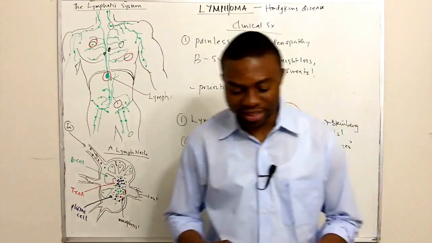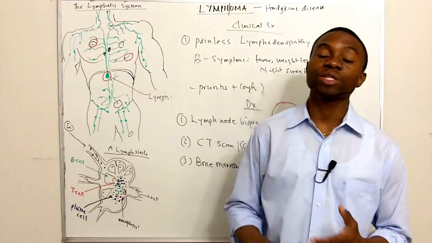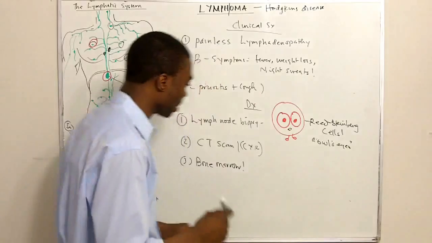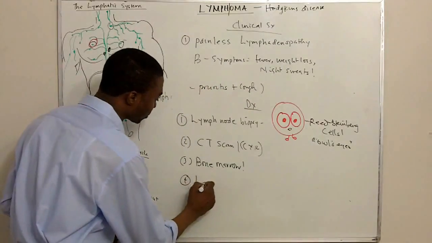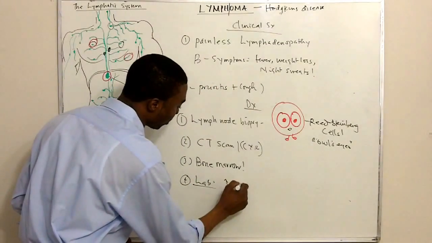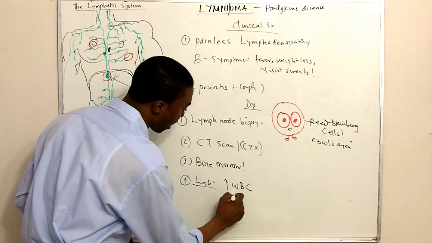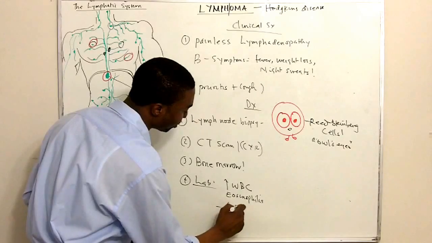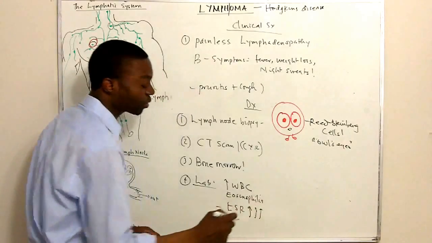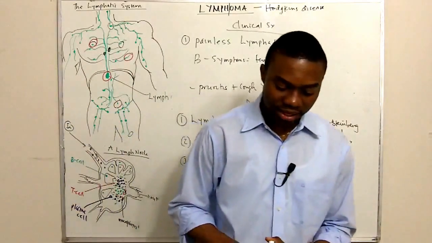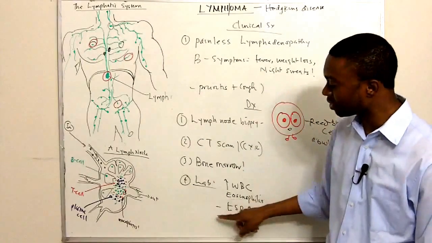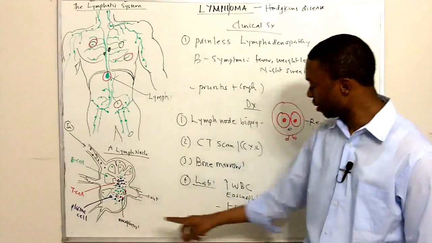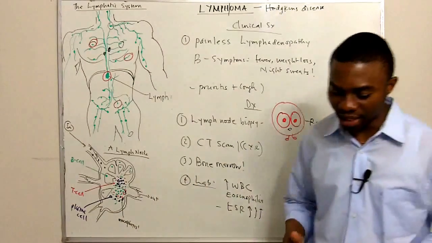Lab-wise, we might see leukocytosis, eosinophilia, and the level of ESR is usually high sometimes. So on labs we might just see a high white count, a lot of eosinophils, known as eosinophilia, and the erythrocyte sedimentation rate is often elevated. And that is just telling you the disease activity is going on, because there's a lot of inflammatory infiltrate. If there's inflammation, you're going to expect your ESR to be elevated.